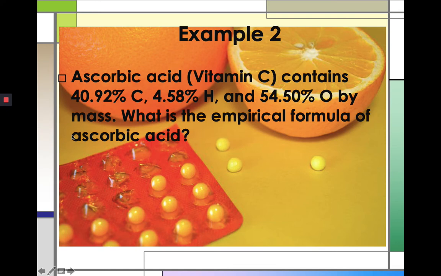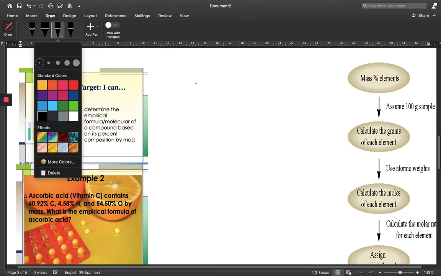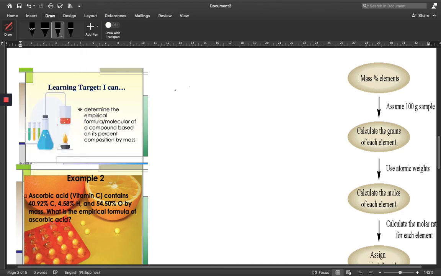Now let's take another example, this time having ascorbic acid, which we take as vitamin C to boost up our immunity. So suppose vitamin C contains 40.92% carbon, 4.58% hydrogen, and 54.50% oxygen by mass. Now, what is the empirical formula of ascorbic acid? So again, in here, we can start right away by changing the percent sign into the unit of grams. So we assume that we have a 100-gram sample.